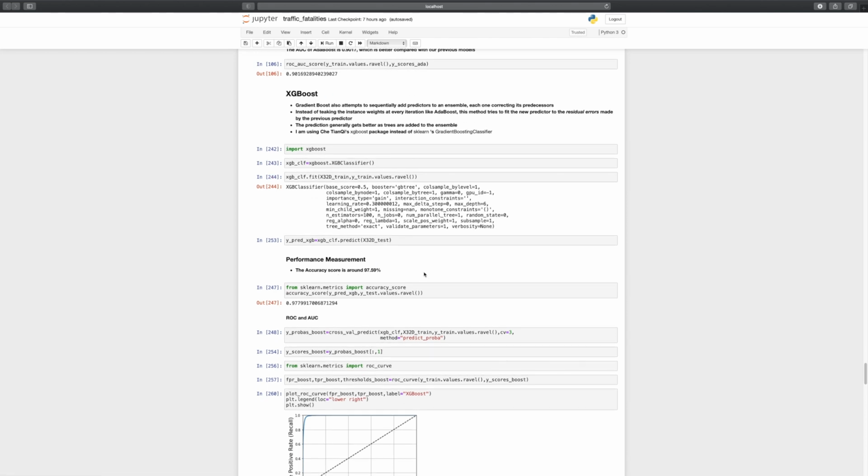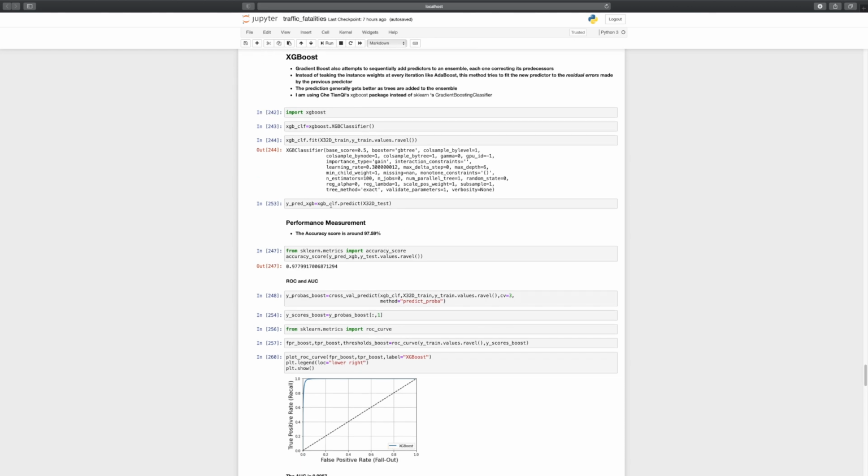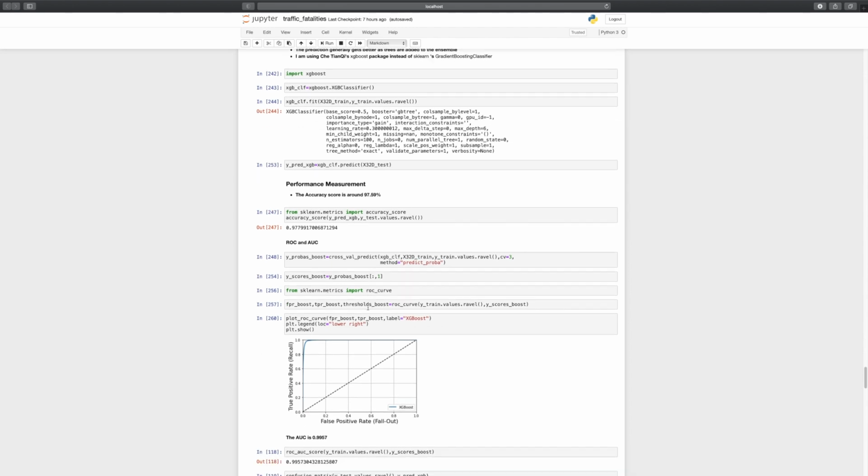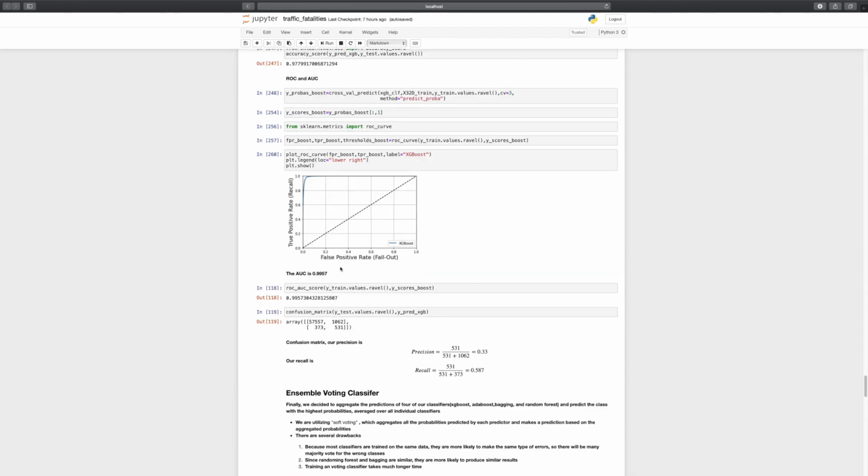The accuracy score is around 97.59, but we understand that this is not the metric we use. Let's see our ROC and AUC. The AUC is significantly better. The AUC is around 0.9957, which is close to 1. This means our XGBoost is able to distinguish between the cases really well.